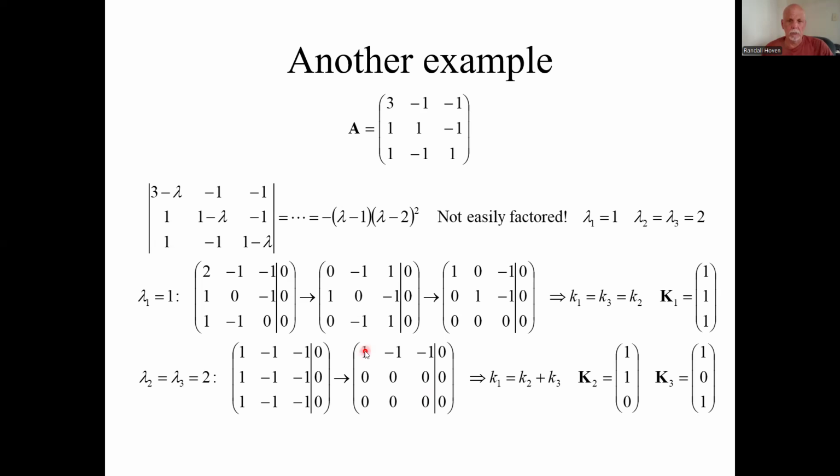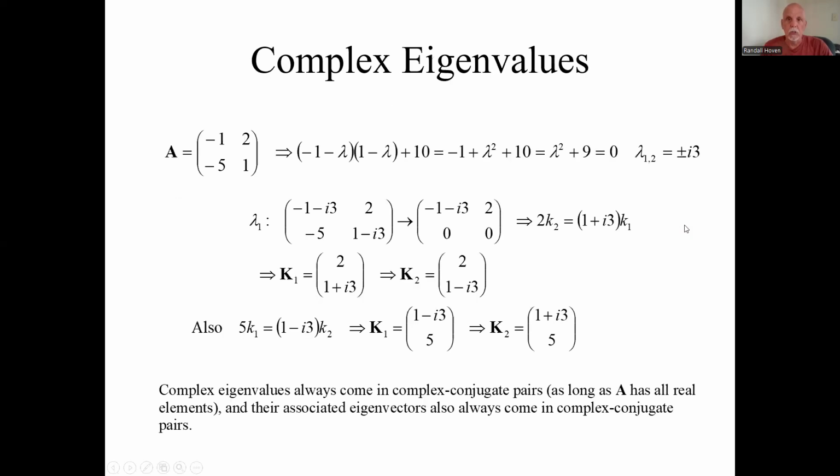And this top row tells me K1 equals K2 plus K3. So I use the 1, 0 trick again. First set K2 to 1, K3 to 0, which means K1 is 1. And then set K3 to 1 and K2 to 0, K1 is still 1. So there's another case of getting 2 linearly independent eigenvectors from repeated eigenvalues.